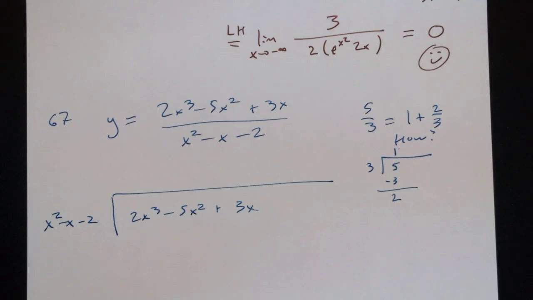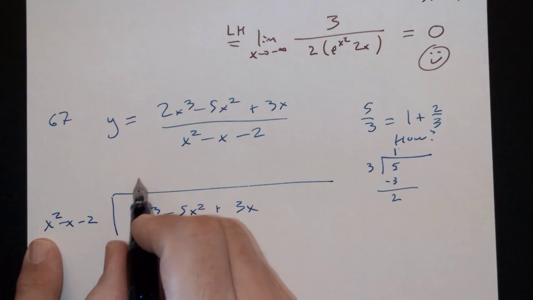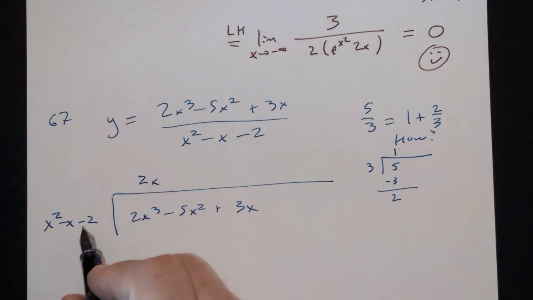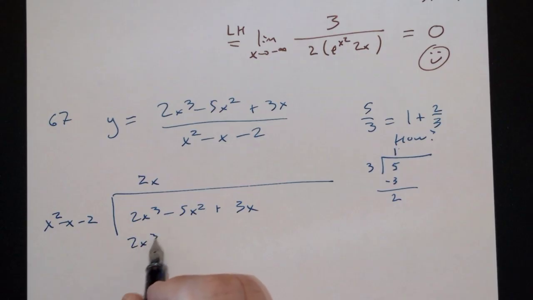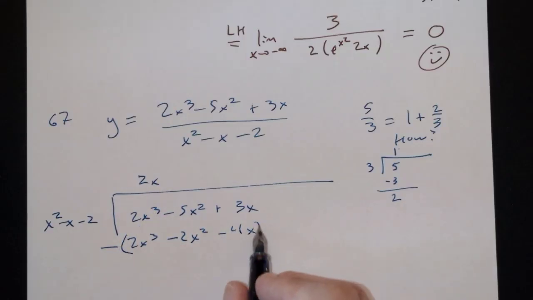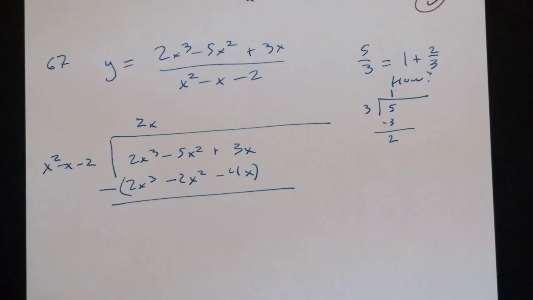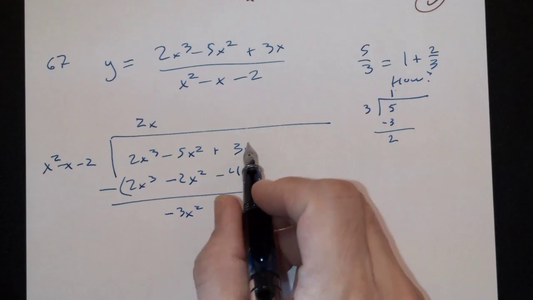It's the same damn procedure as this, only I start with just the first terms. How many times does x squared go into 2x cubed? Well, if I cancel the x squared with the 2x cubed, what's left? Now multiply everything through. 2x cubed, 2x times minus x is minus 2x squared, minus 4x, and now you subtract, just like we subtracted here. The 2x cubes cancel. 5x squared plus, okay, that's going to be negative 3x squared.